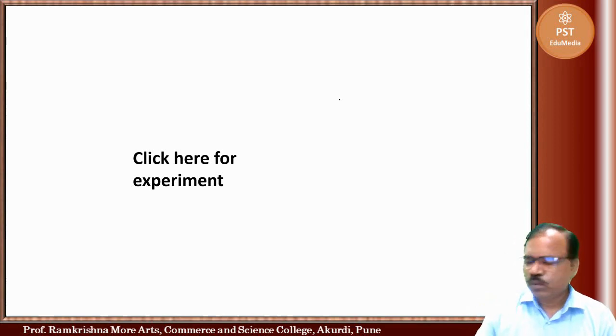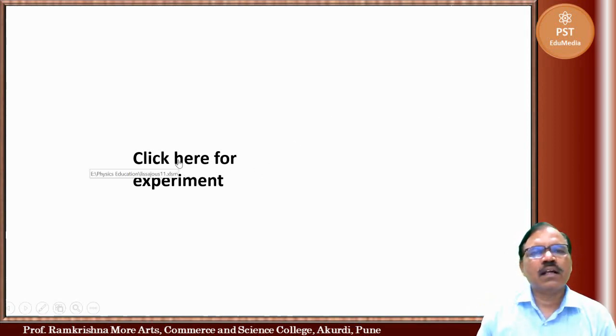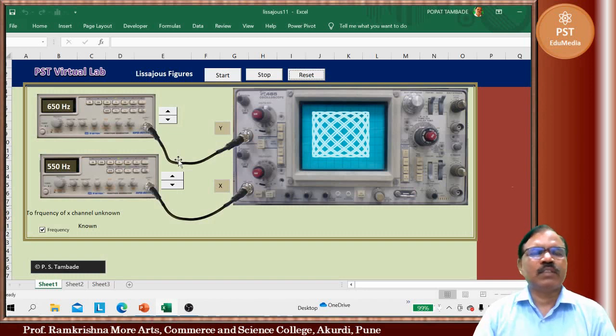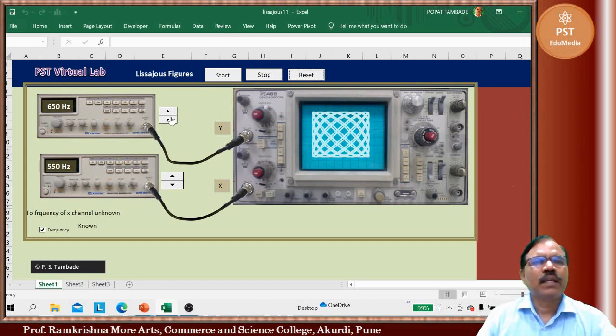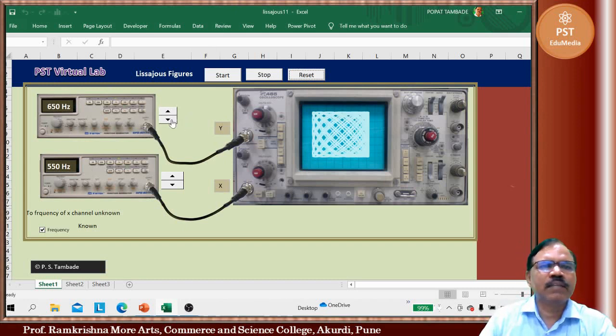So we will go to that virtual experiment. So you will see this. Here we have the first signal generator, which is connected to the X channel. This is the second signal generator, connected to the Y channel. Now here I have given spin buttons to change frequency, so you can change frequency here.